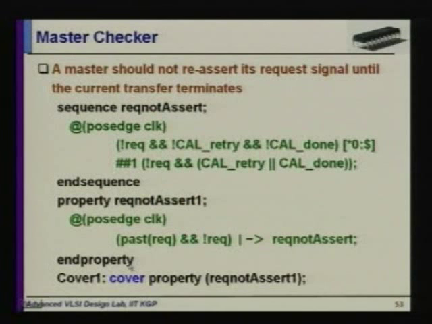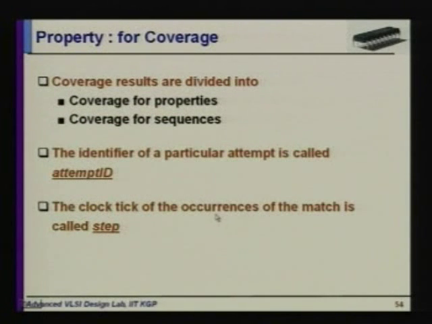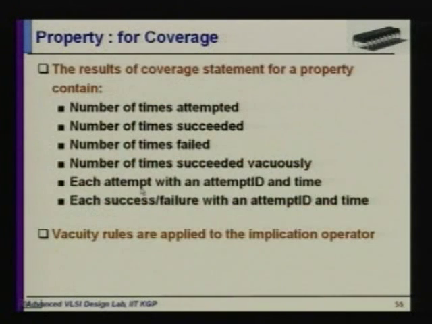Again, this is to see whether the cover is used like this. The cover property, the cover construct in the same example, is used like this. The coverage results can be divided into two parts: coverage for properties and coverage for sequences. The identifier of a particular attempt is called the attempt ID, and the clock tick of the occurrence of the match is called the step. These two things are specified in the coverage result. You will get a coverage result when you simulate the design with this cover property construct.